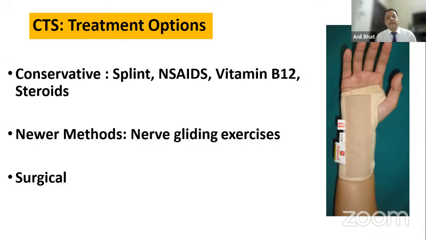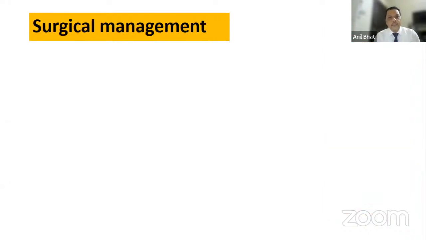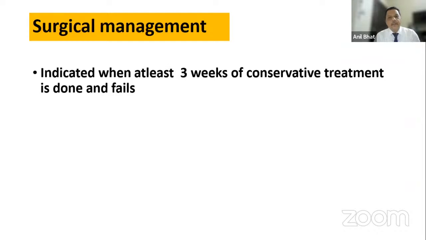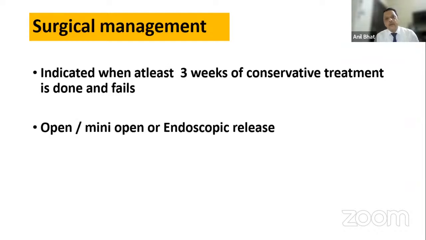It's thought that the nerve undergoes fibrosis over time because of ischemia, and the gliding of the normal nerve is hampered, and also compression happens. So nerve gliding exercises are the new thing which is coming, and finally surgical. At least 3 weeks of conservative management; sometimes you can wait up to 3 months. Basically, we do either open, mini open, or endoscopic release.